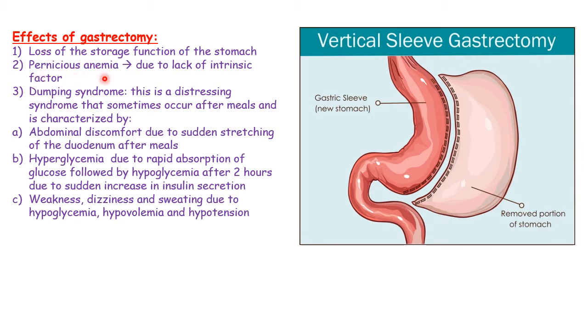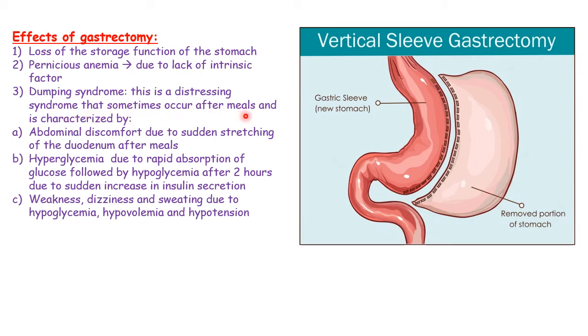Number two, pernicious anemia due to the lack of intrinsic factor after removal of the parietal cells. Also, there is something called dumping syndrome, and this dumping syndrome is a distressing syndrome that sometimes occurs after meals.